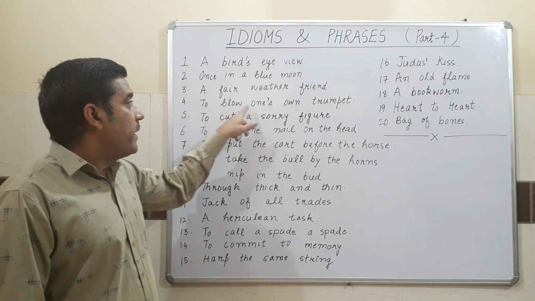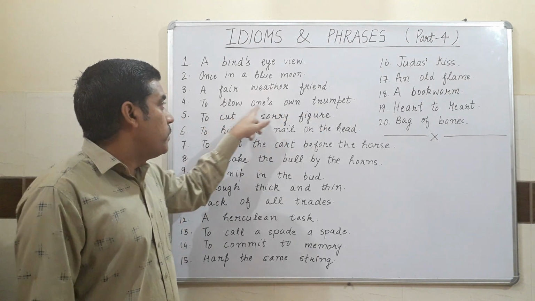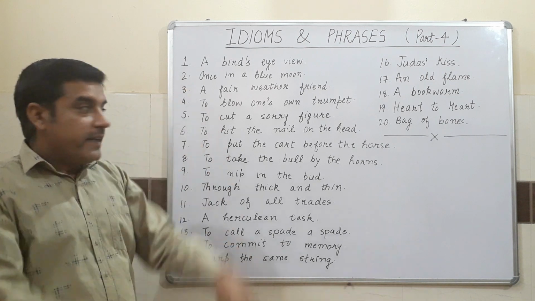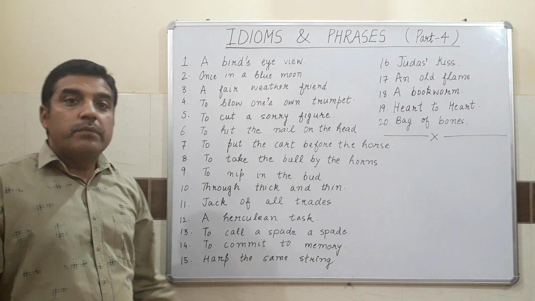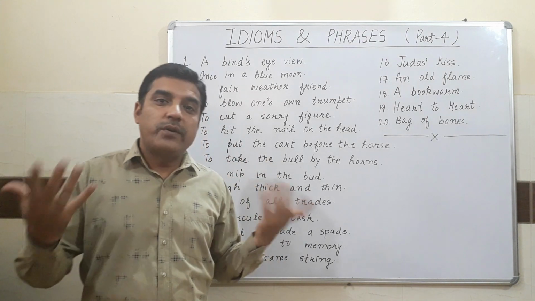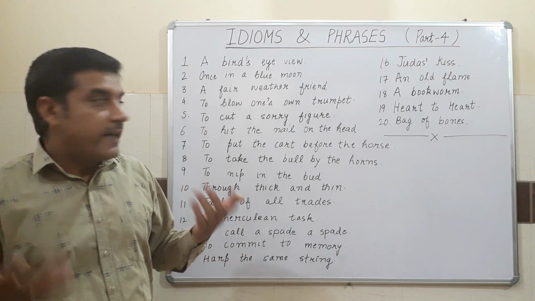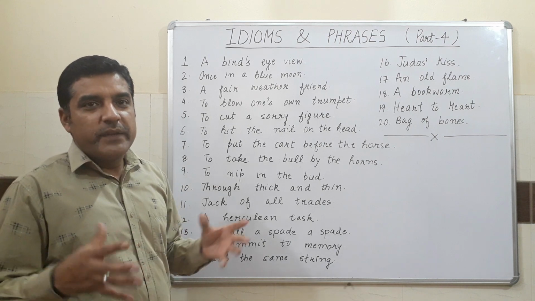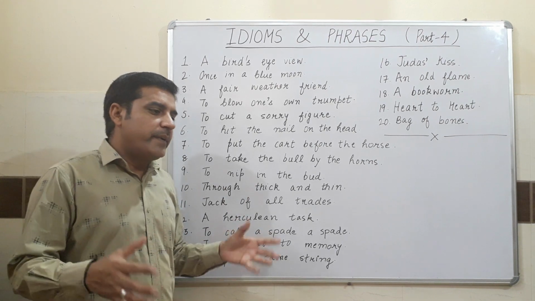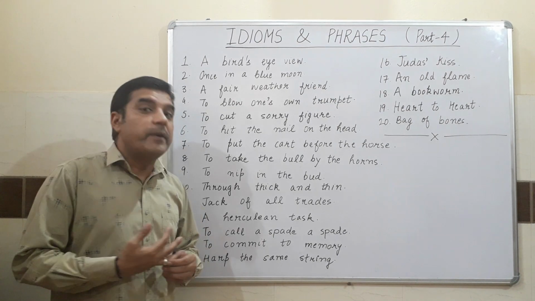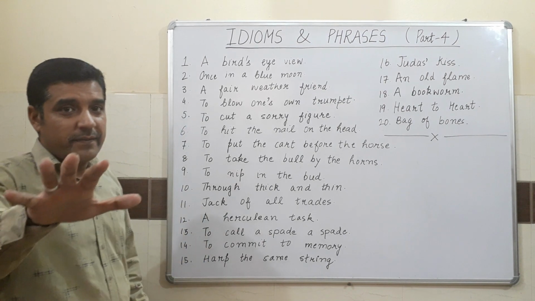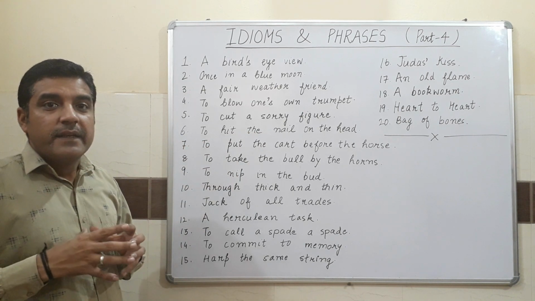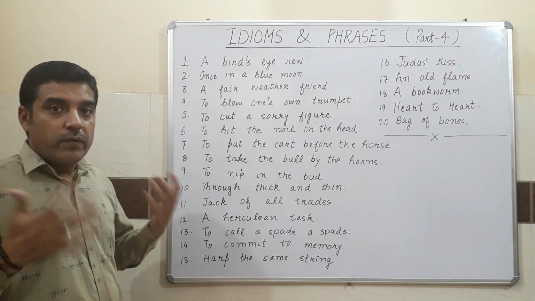Fourth says to blow one's own trumpet. Trumpet is a musical instrument, right? So to blow one's trumpet is to say about your own, when you keep boasting about yourself or when you keep talking about yourself, that is to blow one's own trumpet. Fine. Nobody likes people who blow their own trumpet, right? If somebody is boasting in front of you and you are not taking interest, you may always say, please stop blowing your trumpet. Fine. Let's have a group discussion, right? So to blow one's trumpet is to boast about yourself or to keep talking about yourself.